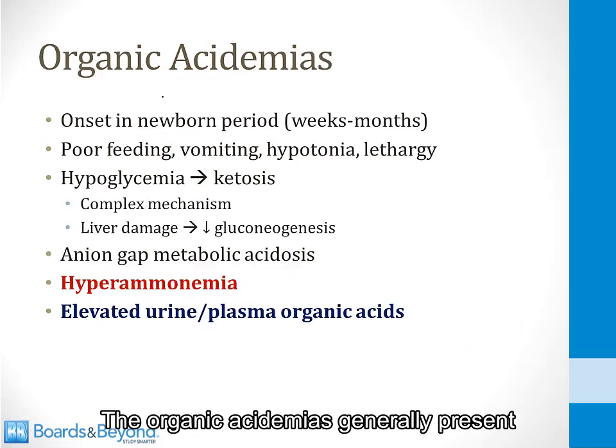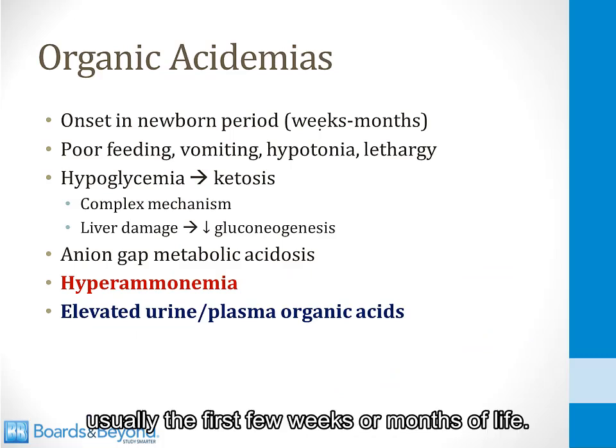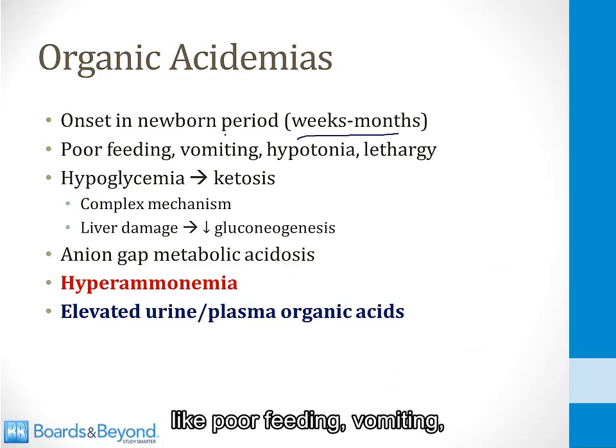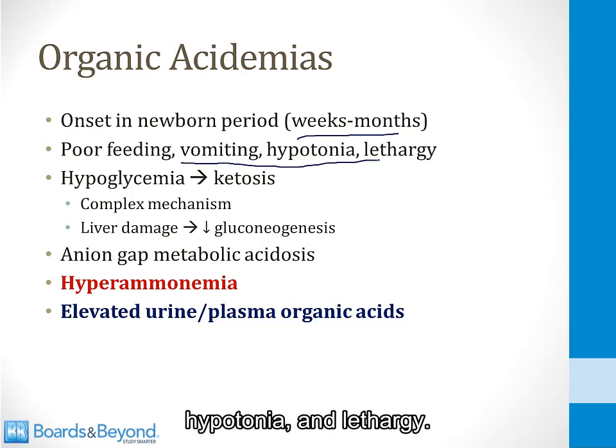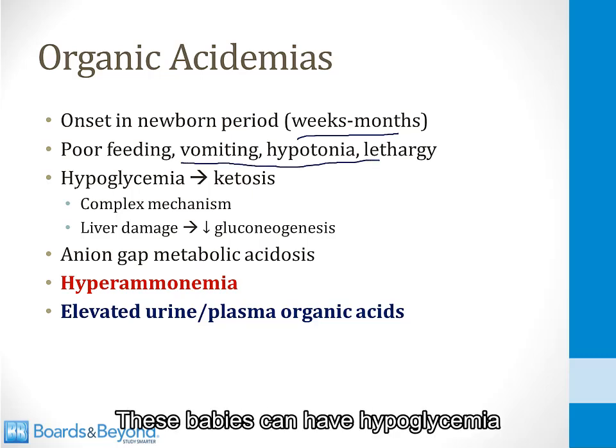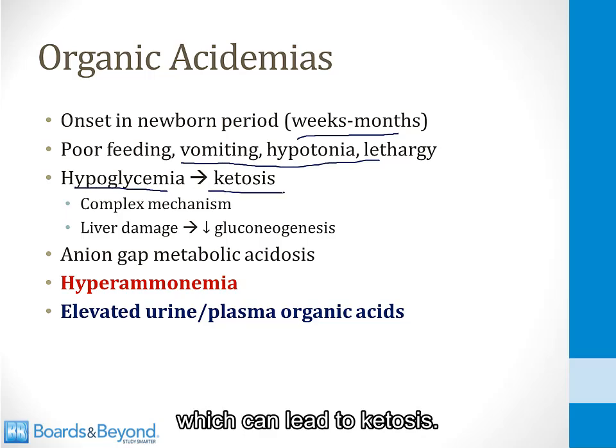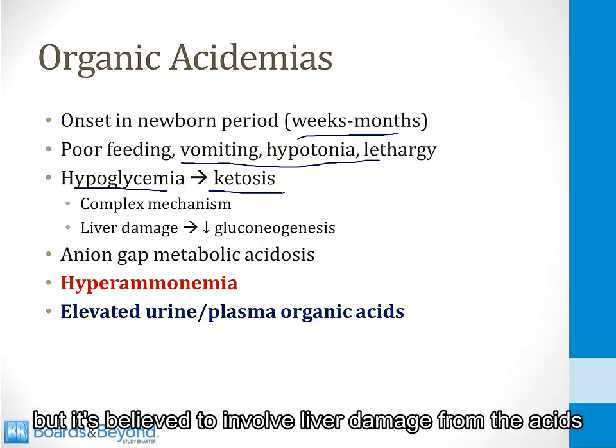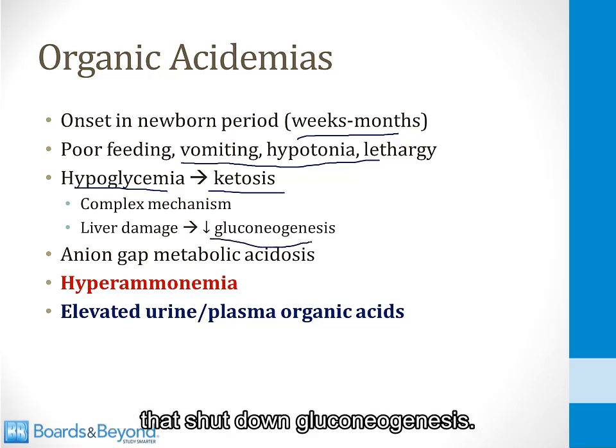The organic acidemias generally present in the newborn period, usually the first few weeks or months of life. The babies will develop non-specific symptoms like poor feeding, vomiting, hypotonia, and lethargy. These babies can have hypoglycemia, which can lead to ketosis. The mechanism of this is complex, but it's believed to involve liver damage from the acids that shut down gluconeogenesis.